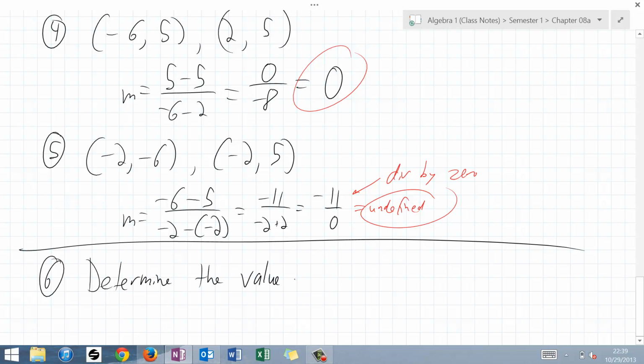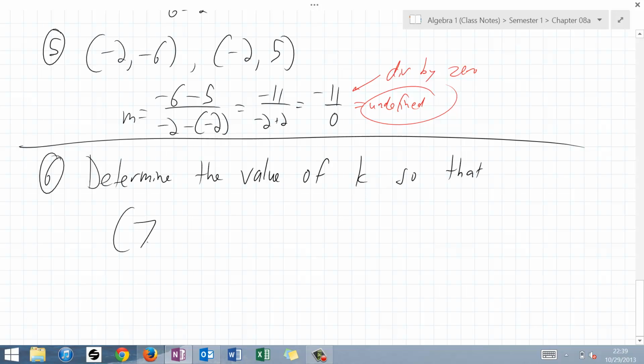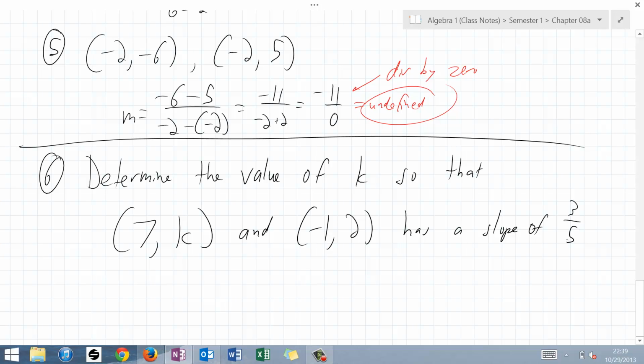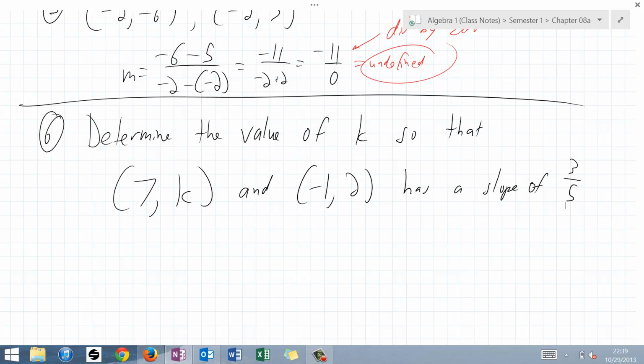Determine the value of k so that (7, k) and (-1, 2) has a slope of 3 over 5. Okay, this is just testing the same exact thing that we did.